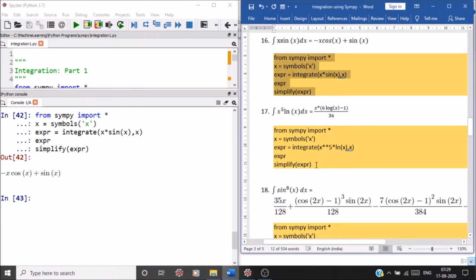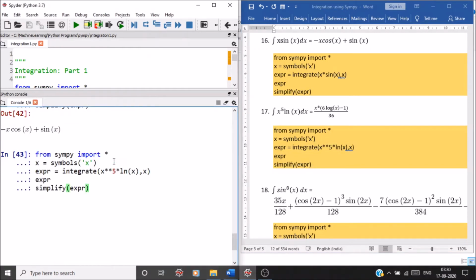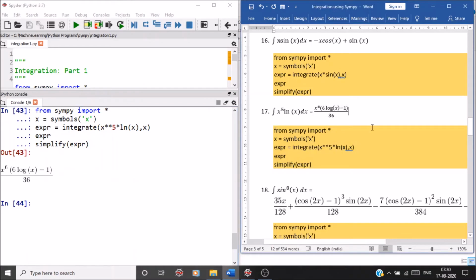Next we can say integration of x to the power 5 ln x dx. Okay, so to get this one, from SymPy import asterisk, x is equal to symbol x, expression is integrate x to the power 5 into ln x. Okay, so we can see the result. If you see the result here, x to the power 6 (log x minus 1 by 36). Okay, so this is the answer.